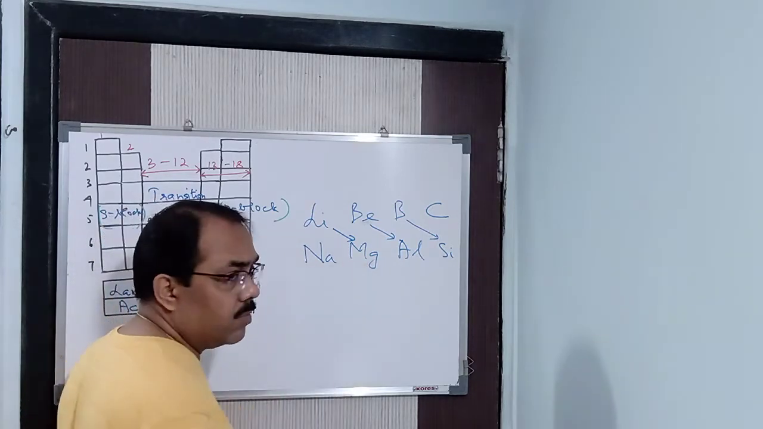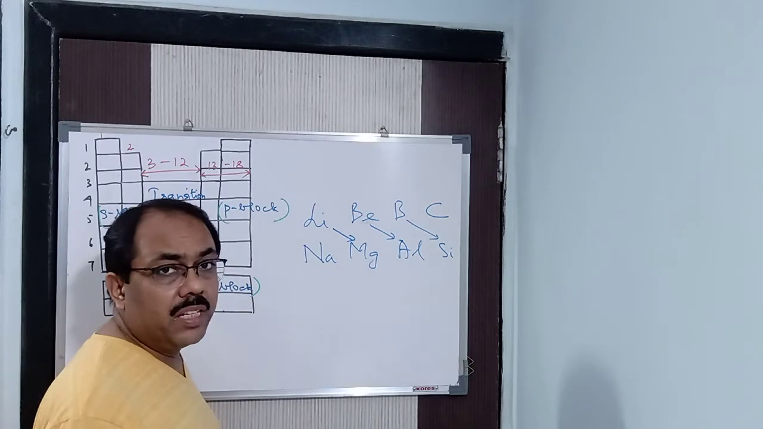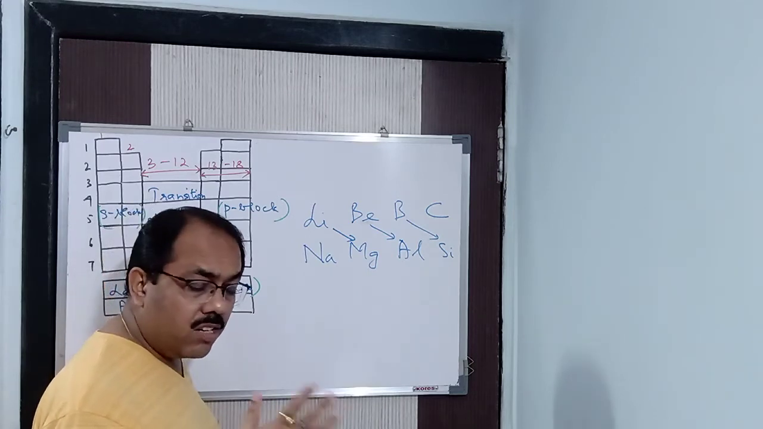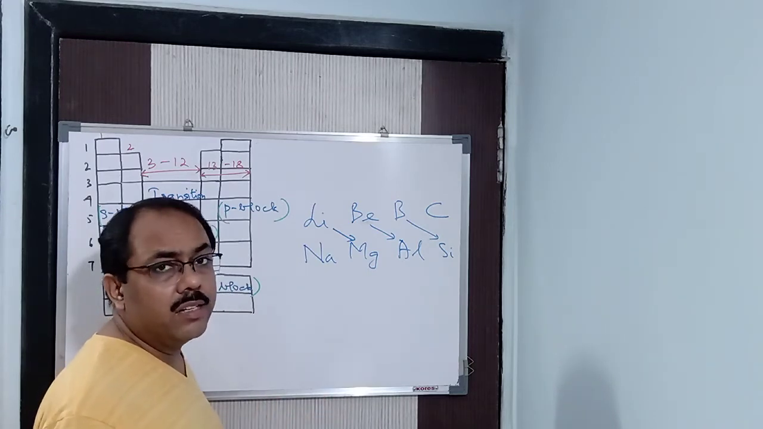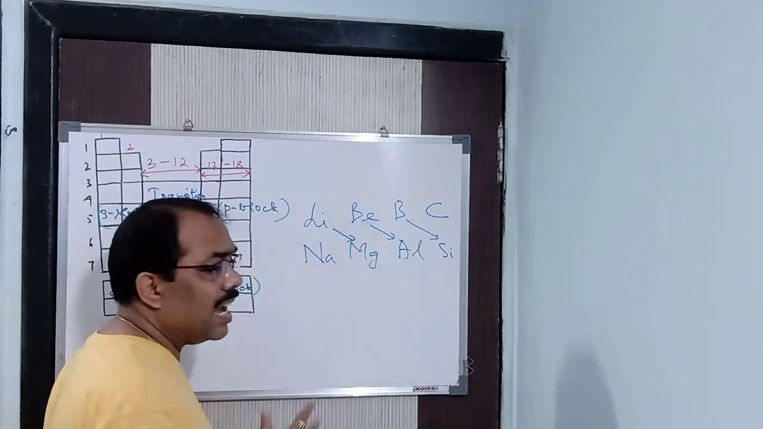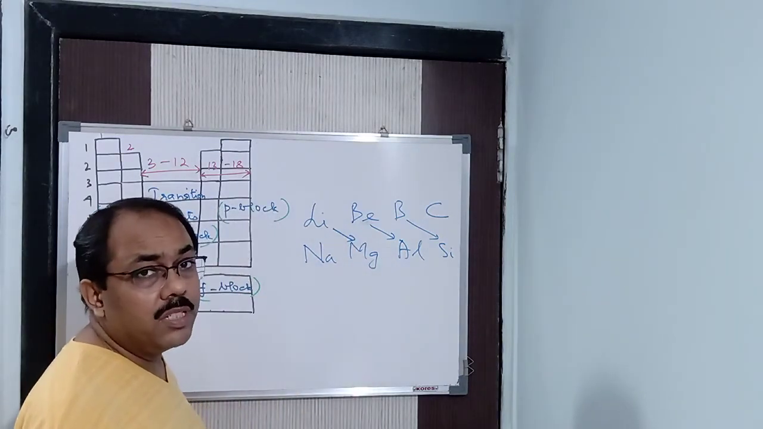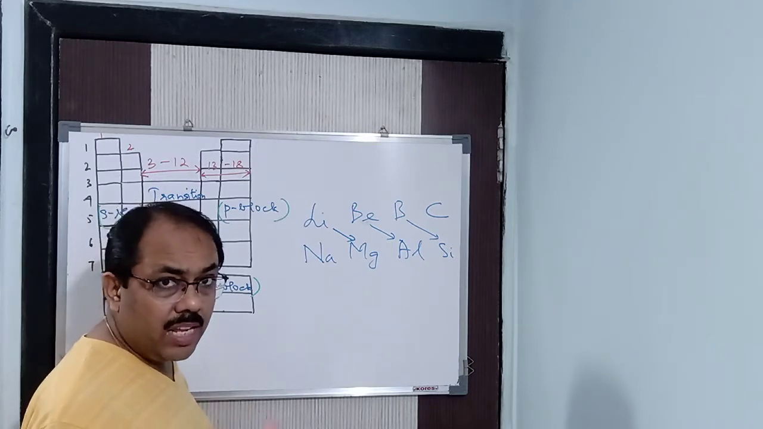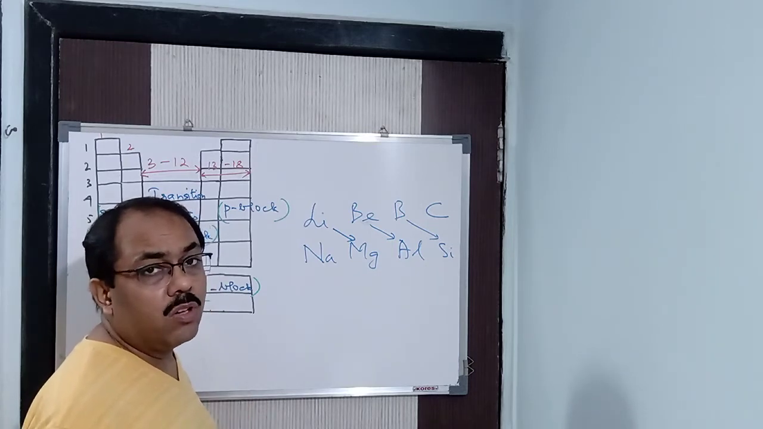Same thing about magnesium oxide. Got it? They are not soluble in water. They do not conduct electricity. Fine. Beryllium oxide and aluminum oxide are amphoteric in nature. Amphoteric means they react both with acids as well as with bases to form salt and water.